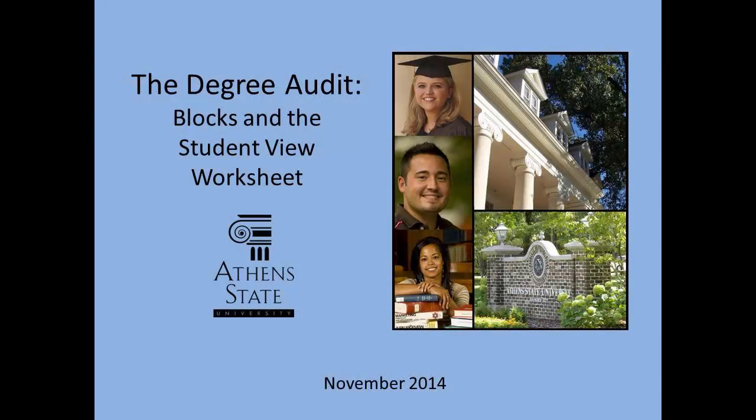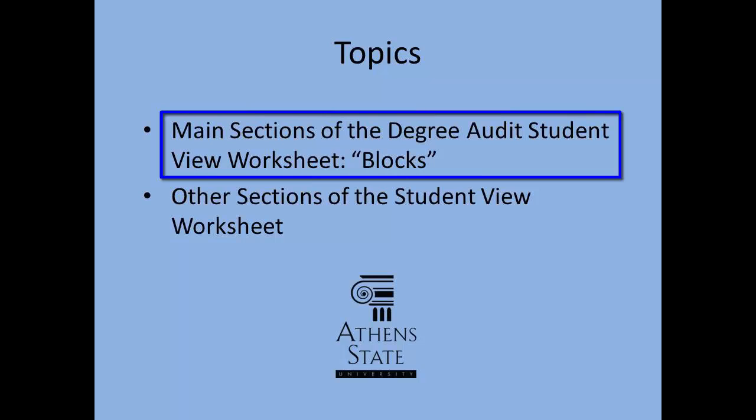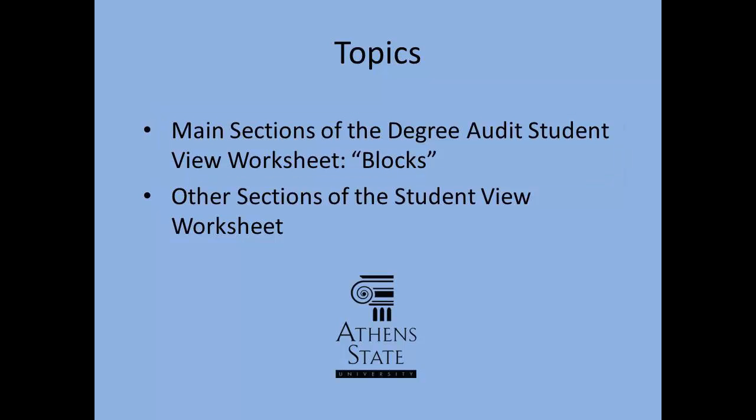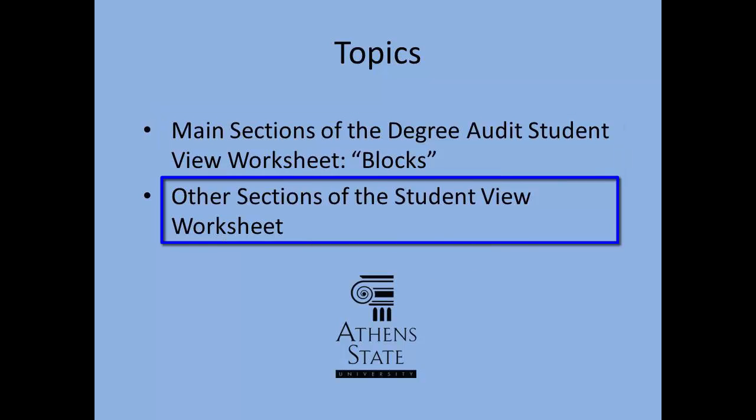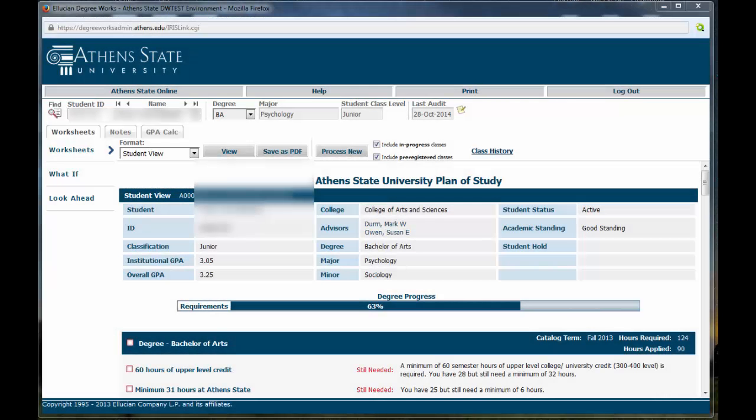This tutorial discusses the sections and features of the Student View worksheet in a DegreeWorks audit. Topics for this tutorial include the primary sections or blocks of the Student View worksheet and the other sections that may appear on an audit worksheet. Having introduced the audit and audit header in a separate tutorial, this tutorial will give an overview of the main sections of the Student View worksheet.